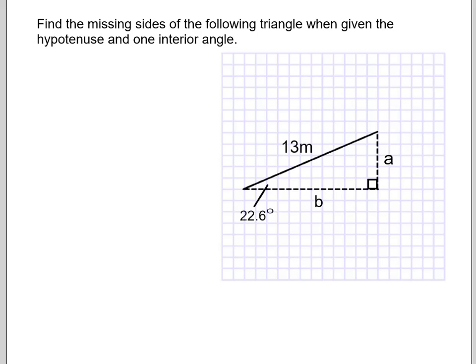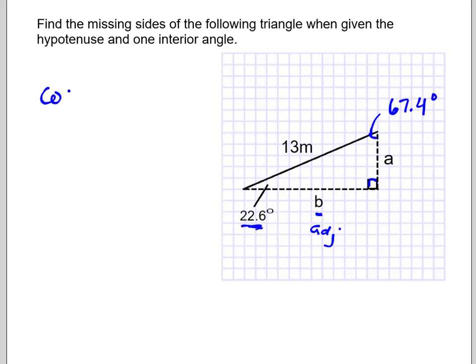So if we look here, we have a 90-degree triangle outlined by this box right here. We're given 22.6. The sum of the interior angles of a triangle has to be 180. So pretty quickly we can find this is 67.4 degrees. Okay, if we want to find the missing sides, let's go after B. So I'm going to use the given 22.6 and B, which is adjacent to that angle.